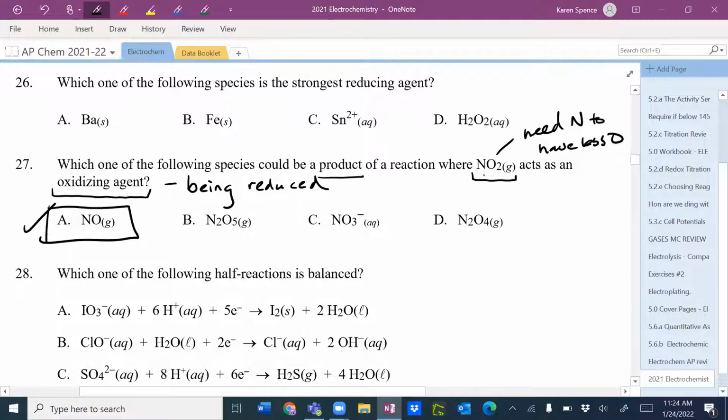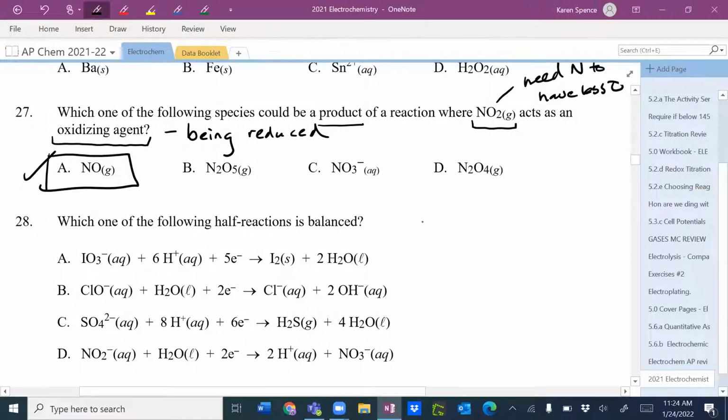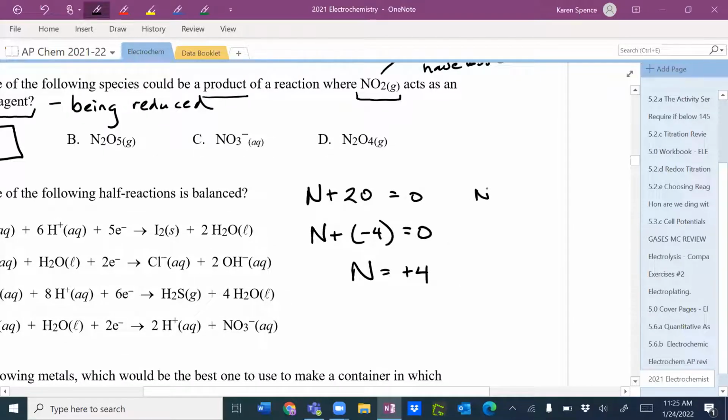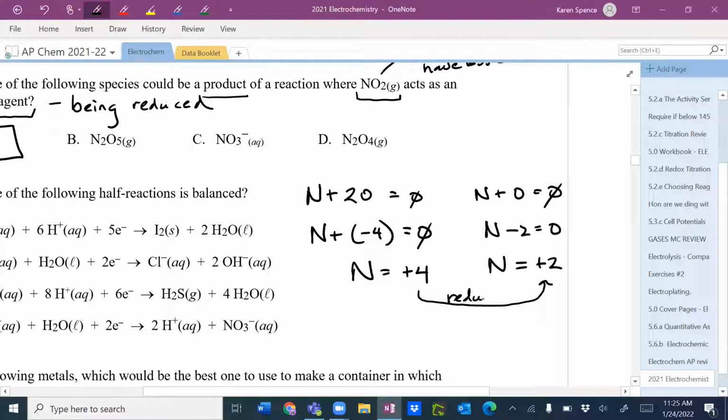And of course, like I said, you could do this showing oxidation numbers. So you could have N plus 2O equals 0. And then you would have N plus -4 equals 0, and N equals +4. And then NO, N plus O equals 0, N minus 2 equals 0, N is equal to +2. So we went from +4 to +2, and so that was reduced.